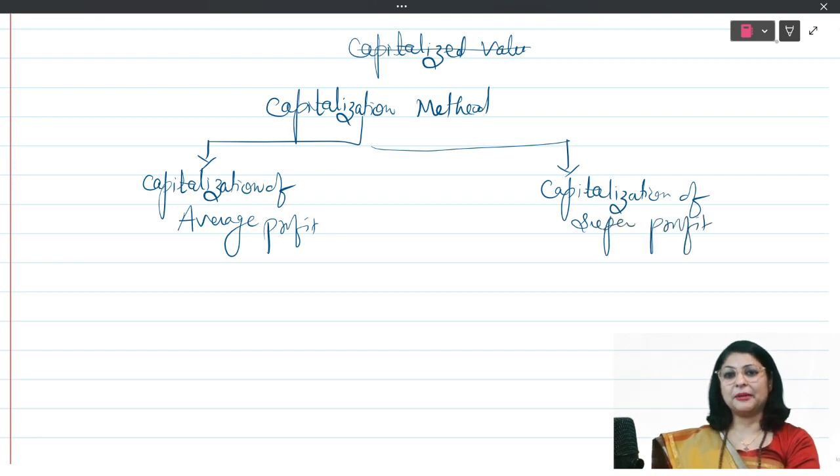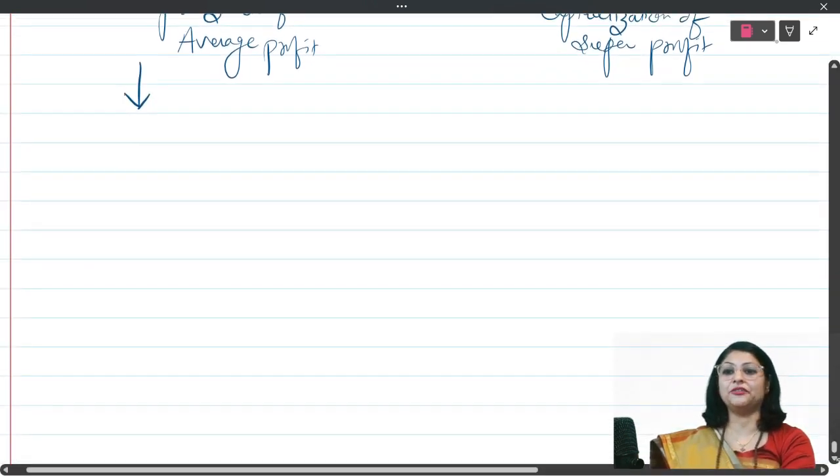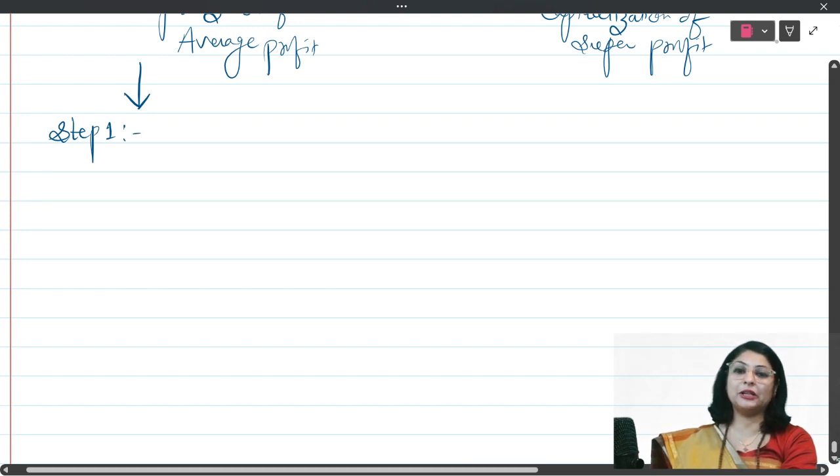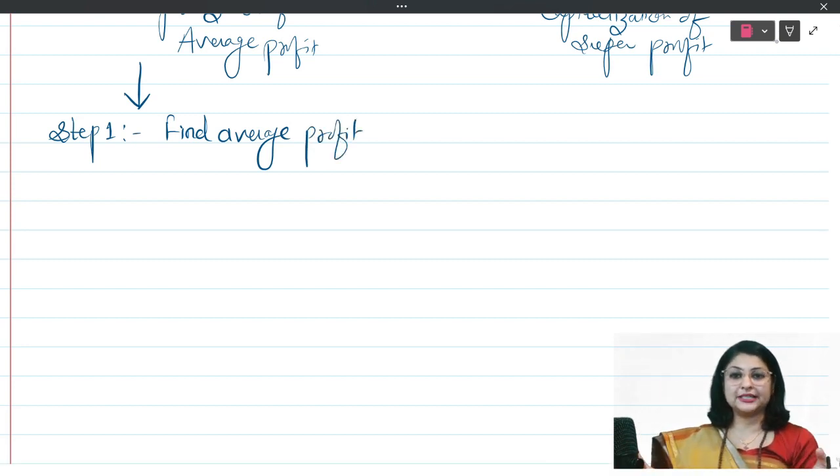So when I say capitalization of average profit, let's understand this. How do we calculate the value of goodwill? Step number one is the same as we did at the time of calculation of goodwill by the average profit method. We will find average profit. How do we find it? We total the profit of a couple of years and divide it by the total number of years. If there is any abnormality, it has to be taken care of: any abnormal loss will be added back and any abnormal profit will be deducted.